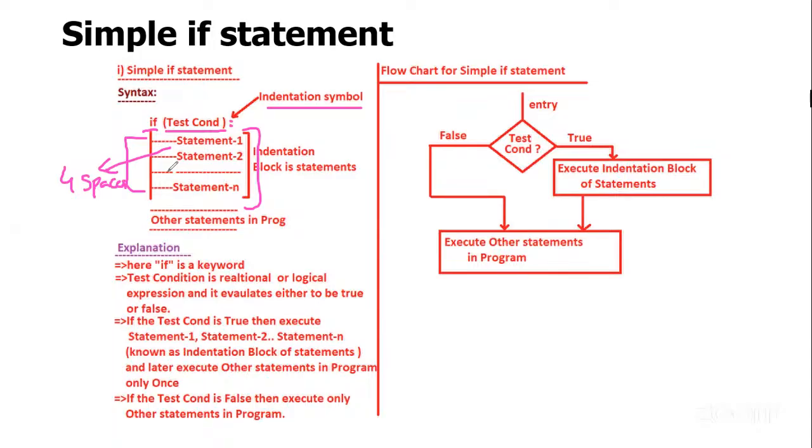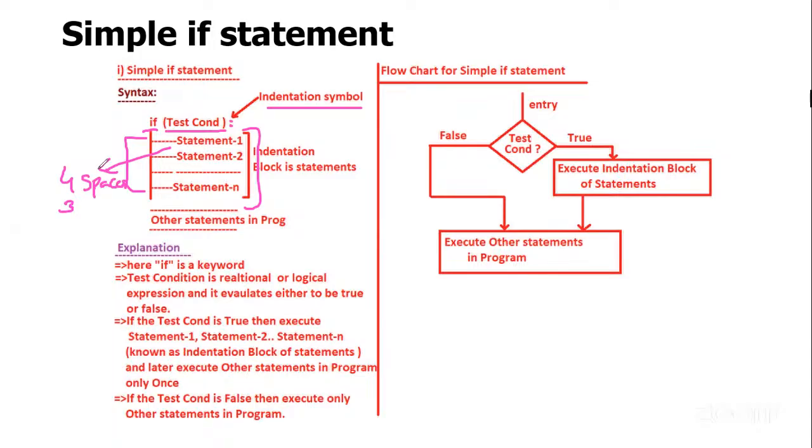That doesn't mean you should always go with 4 spaces. I can also try with 3 spaces, 2 spaces, but at least 1 space should be provided. If I am providing 1 space, that 1 space should be provided for all the lines. I hope you're getting the point.